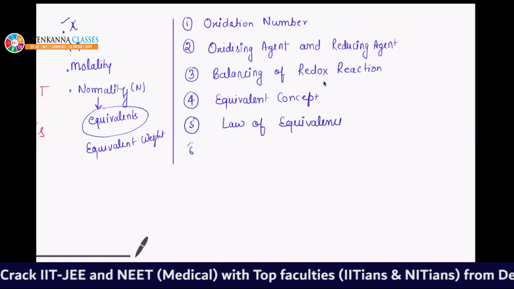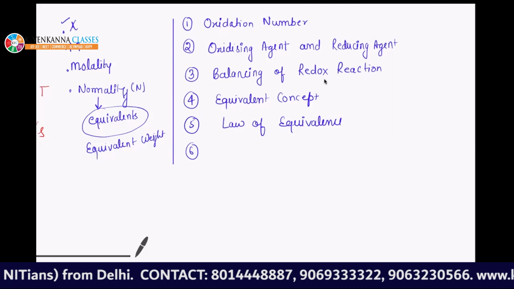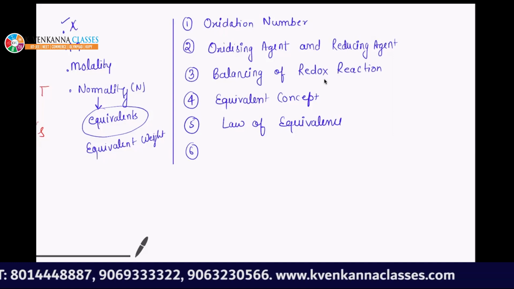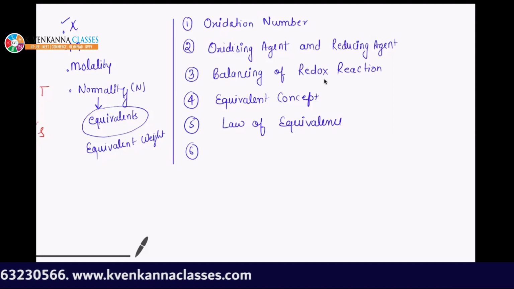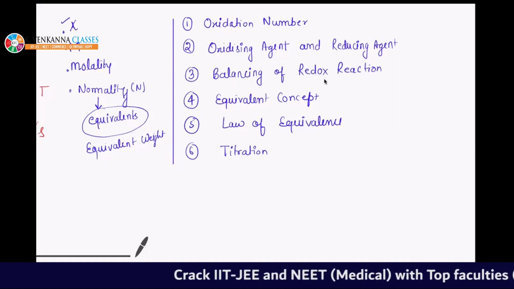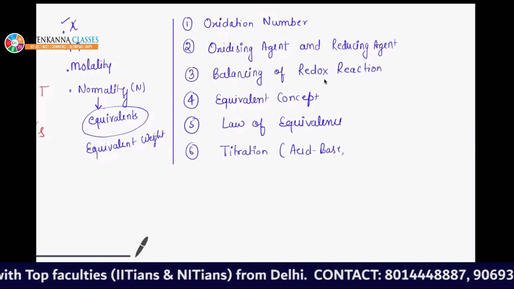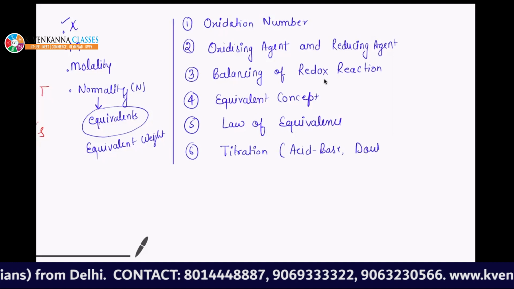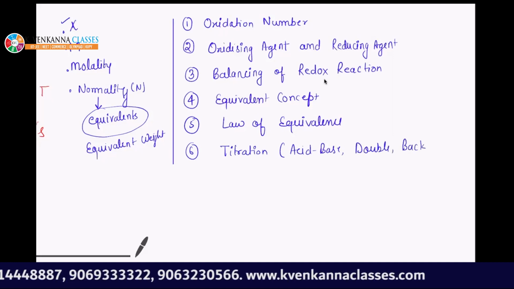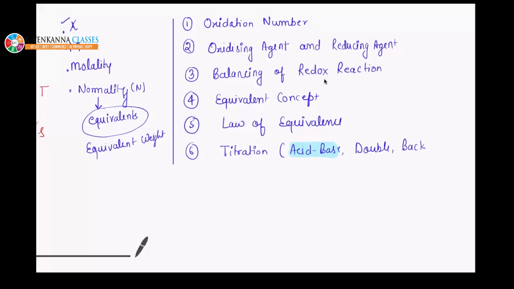Then in the later topics of the chapter, we will also discuss titration. There will be different types of titrations. Acid base titration. Then there might be double titration, back titration. But in NEET, acid base is important for you, not double and back. They do not ask questions on double and back titration. They are not going to ask you on this.